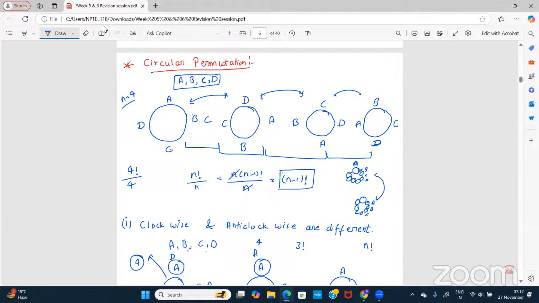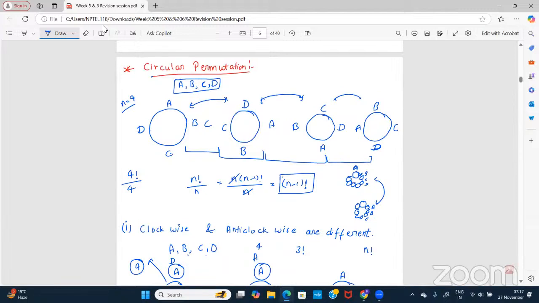Okay. So what we do in circular permutation, suppose we have 4 different things, A, B, C, and D.